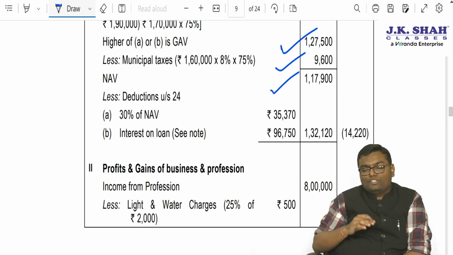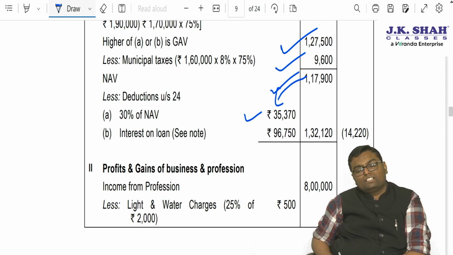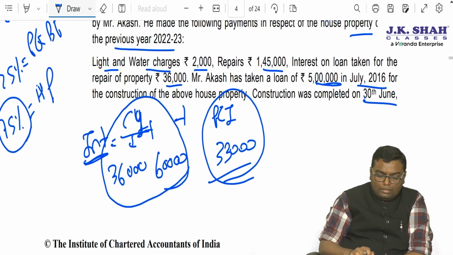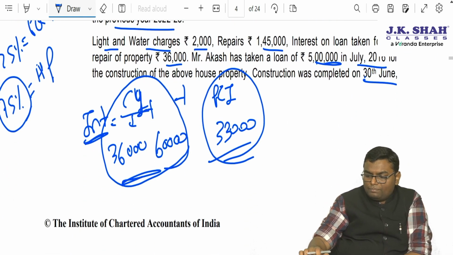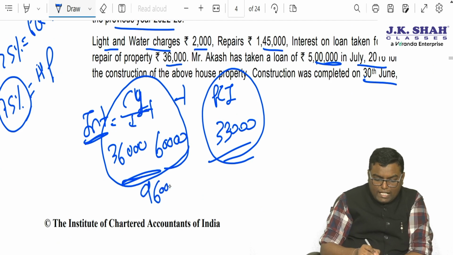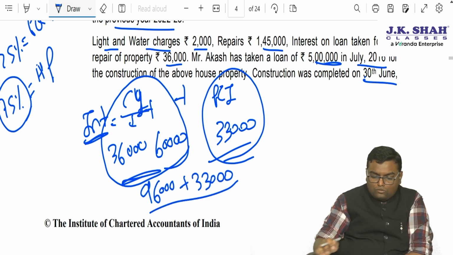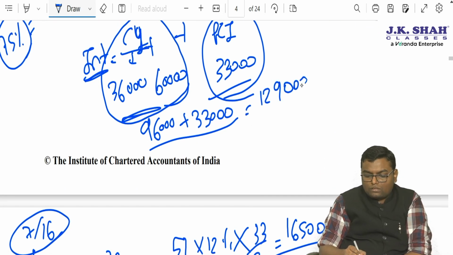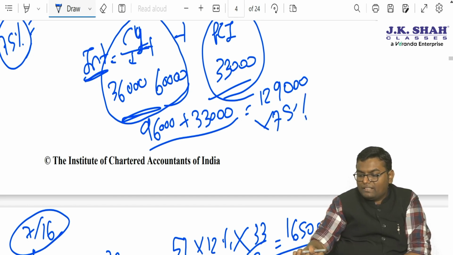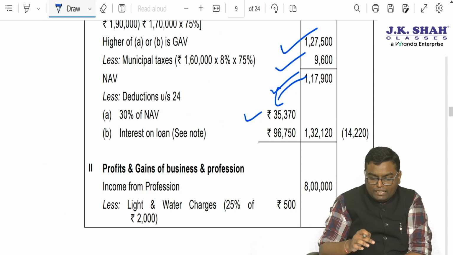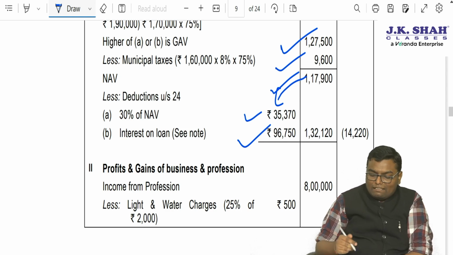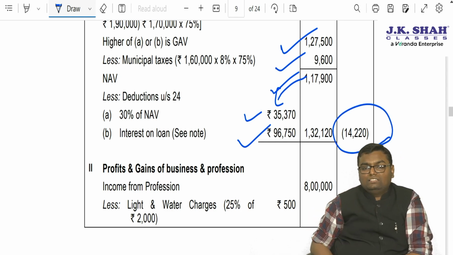From that net annual value, first deduction, 24 clause A, 30% of NAV. So 30% we deducted over here. What is the second deduction? 24 clause B, interest on borrowed capital. Now see, current year total interest 36,000 plus 60,000, that is 96,000. And pre-construction interest 33,000. So total interest for the entire house is coming to 1,29,000, but we can deduct only 75% of that. So we can deduct interest without any limit, but up to 75% of the house, 96,730. And that's why my house property will create a loss, 14,220.